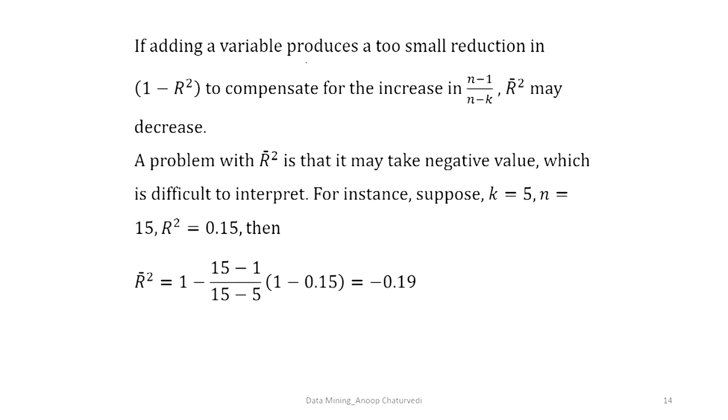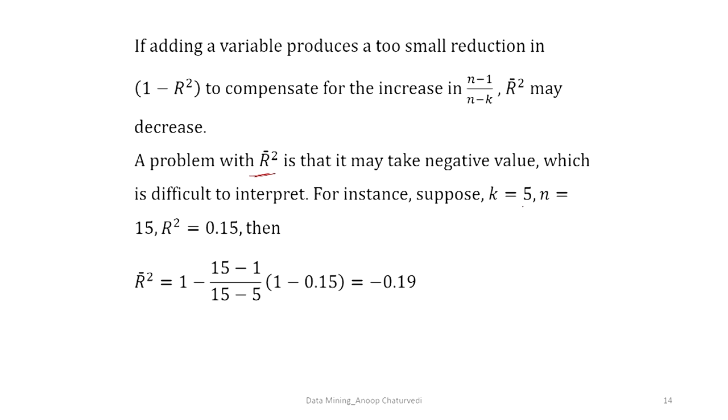So, if adding a variable produces too small a reduction in 1 minus R square, or too small an increase in R square to compensate for the increase in (n minus 1) upon (n minus k), then R bar square may decrease. When we introduce a variable, R square always increases, but R bar square may decrease. But there is a problem with R bar square. It may take negative values, and negative values are difficult to interpret. You cannot interpret the negative values.